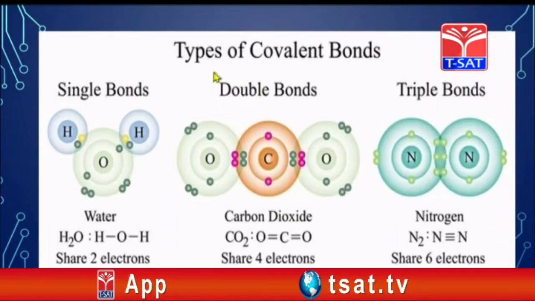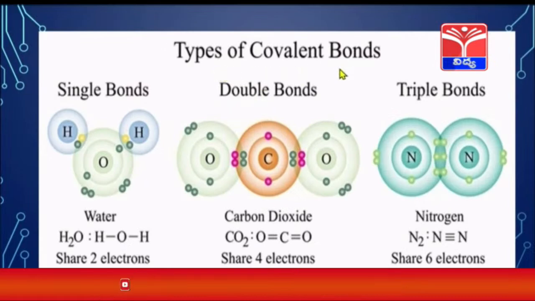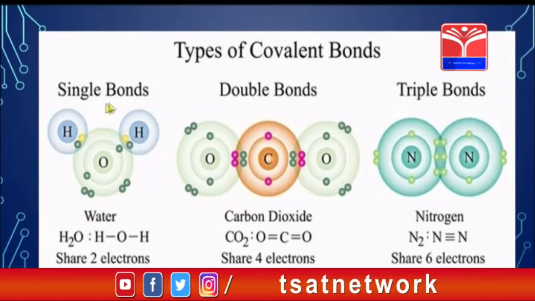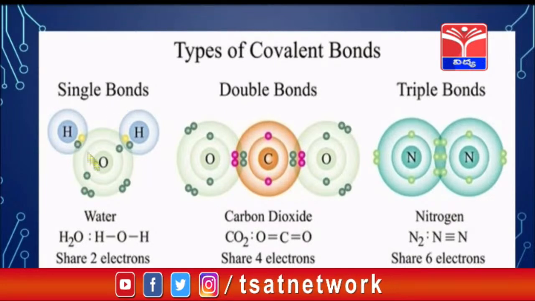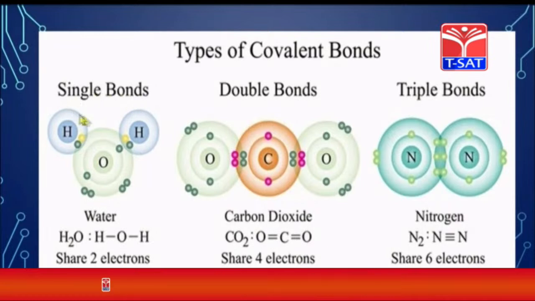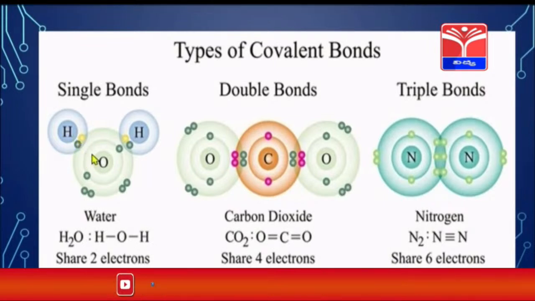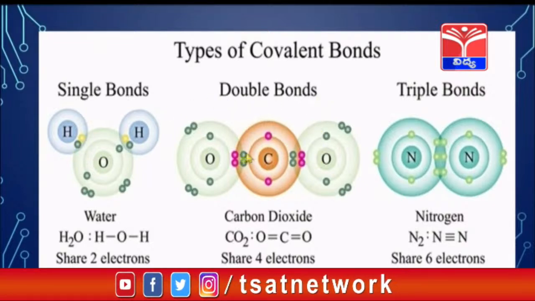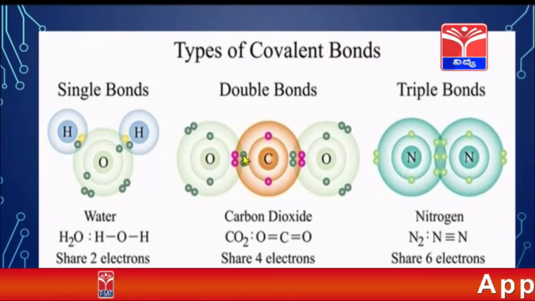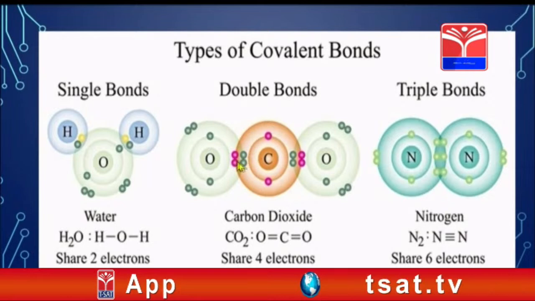So children, we have studied about the types of covalent bonds in the last class. We have studied when one single pair of electrons is shared between two atoms, then a single bond is formed. Here one pair of electrons is shared between hydrogen and oxygen, so there is a single bond present between hydrogen and oxygen. And then what about double bond, children? If two pairs of electrons are shared between two atoms, then a double bond is formed.